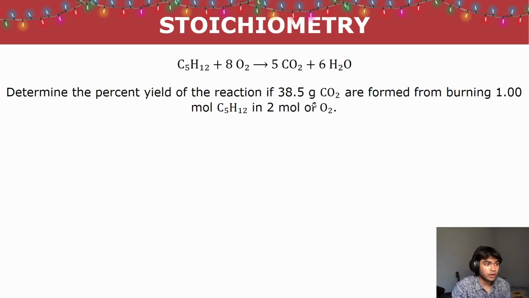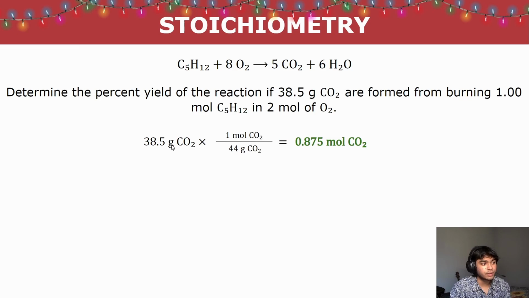So we first know that our reaction produces 38.5 grams of carbon dioxide. And so the first thing we want to do is convert that to moles. So 38.5 grams of carbon dioxide divided by the molar mass of 44 grams tells us that we produce 0.875 moles of carbon dioxide. That is our actual yield. So now, in order to find percent yield, we need our actual yield and we need our theoretical yield. So how do we calculate theoretical yield?